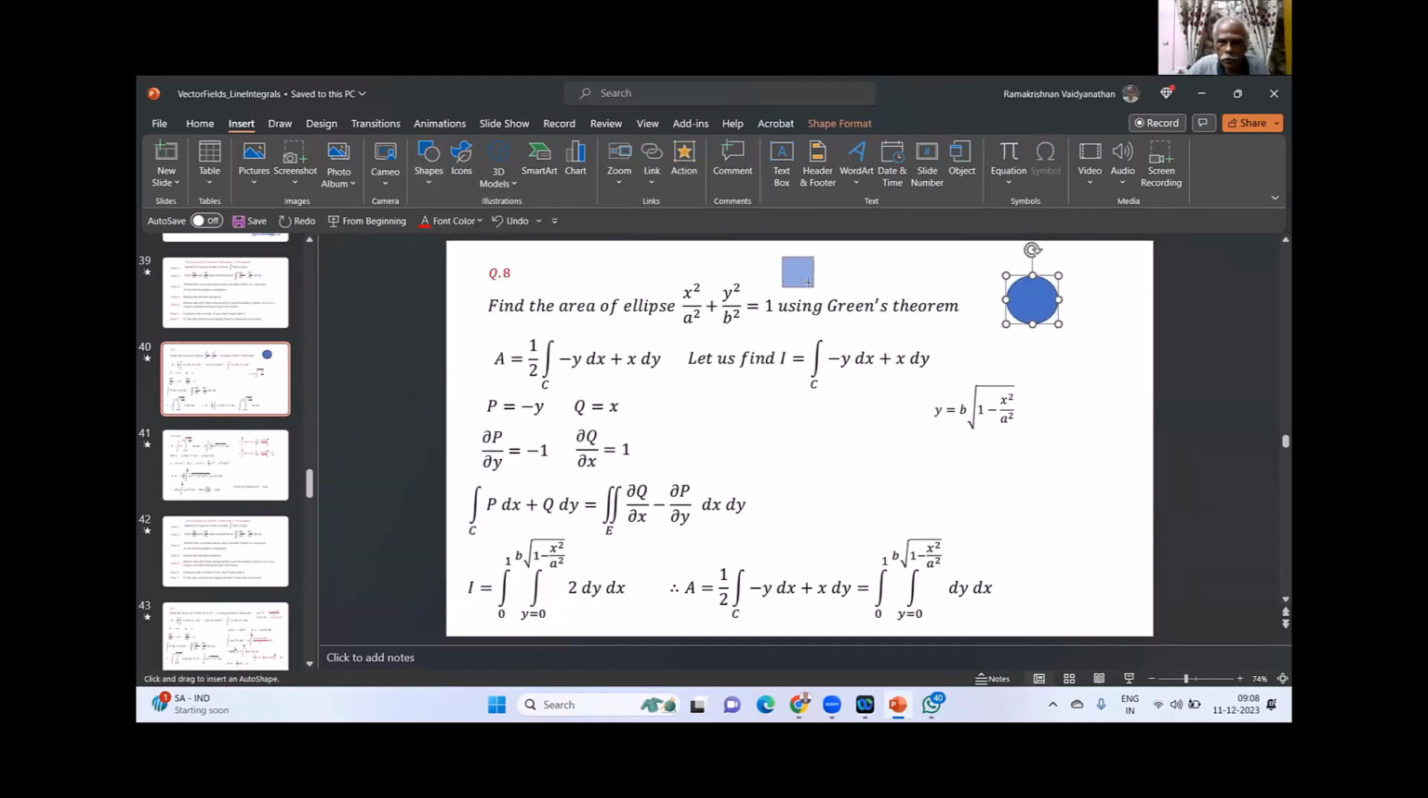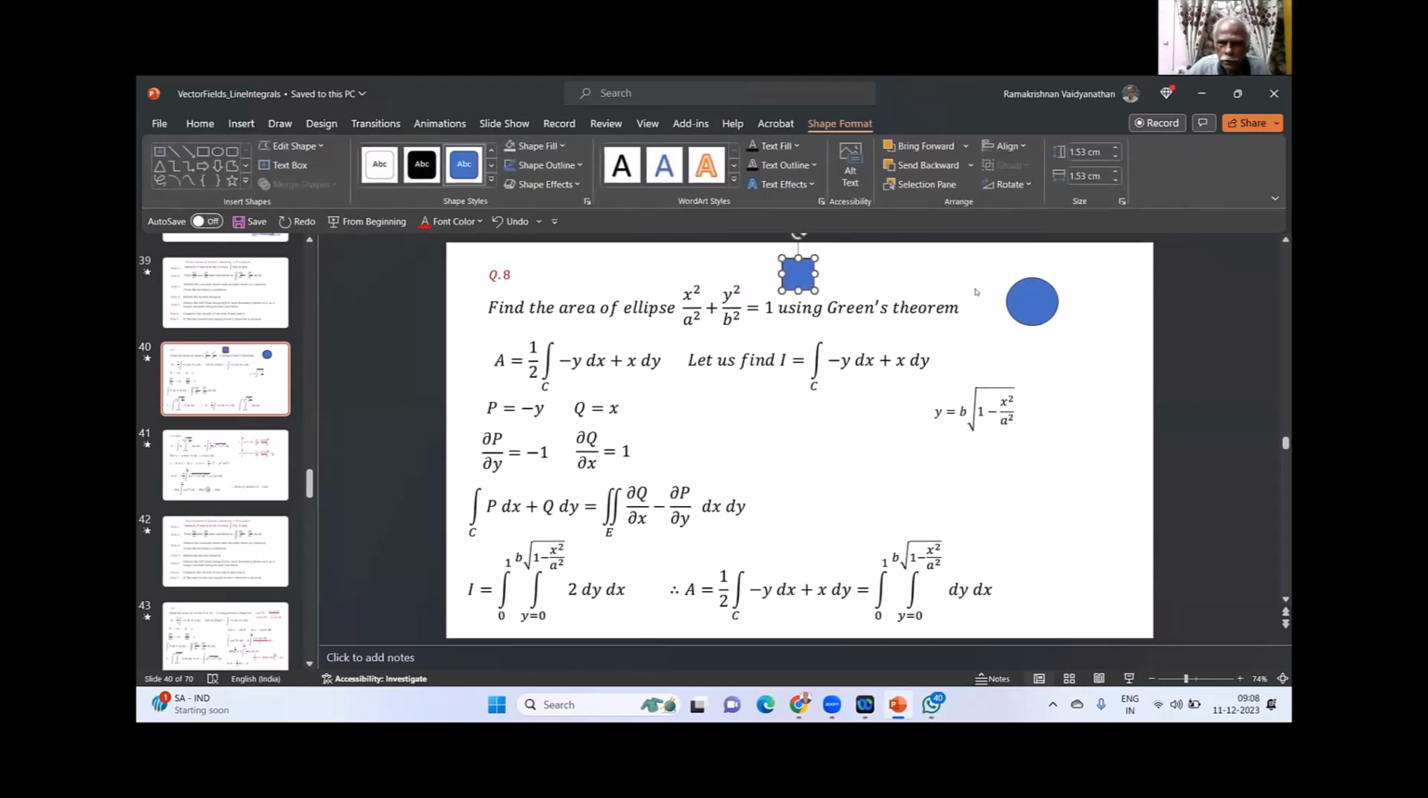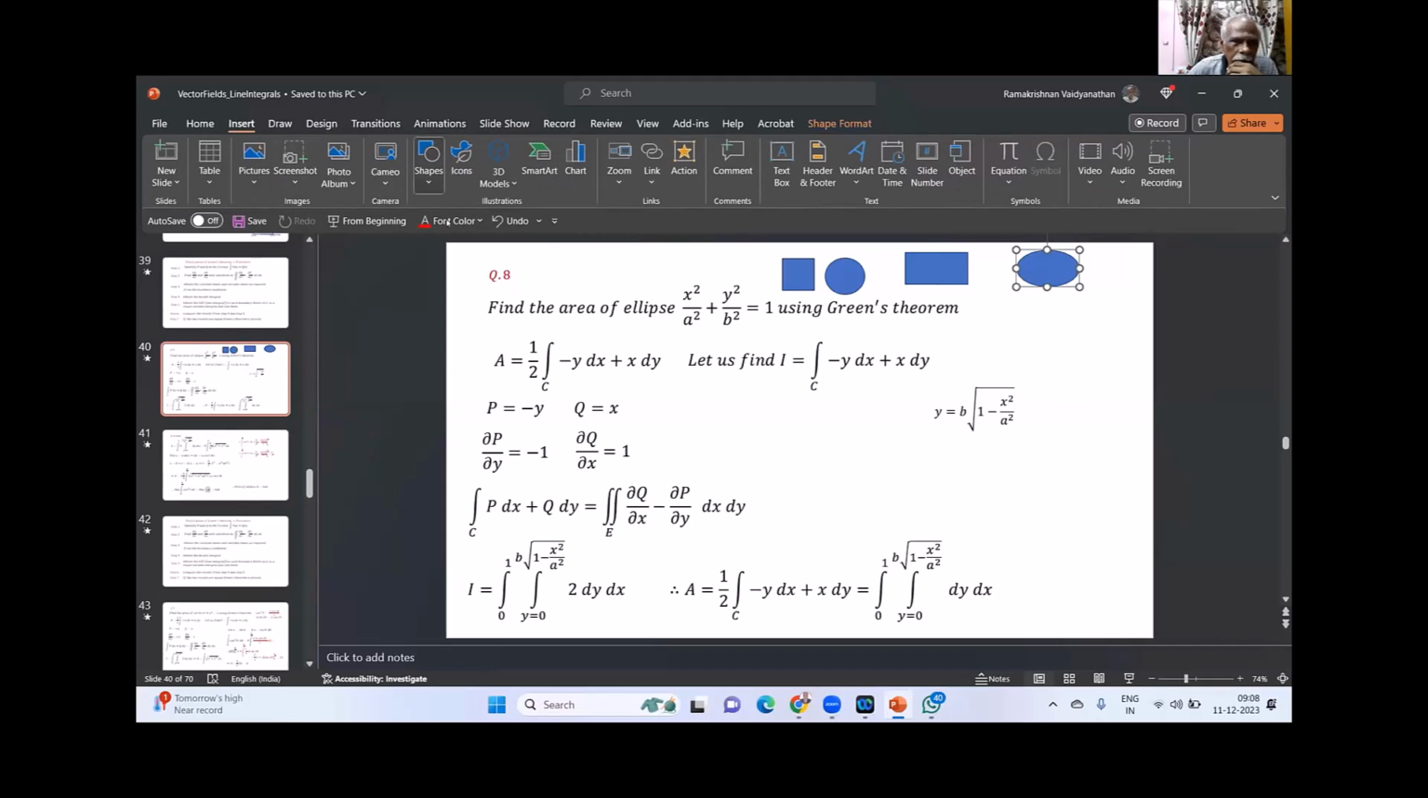No, you should not do like this. Anyway, I'll tell you. Are you able to visualize these pictures? Yes or no? Right? Now, I will consider this square.